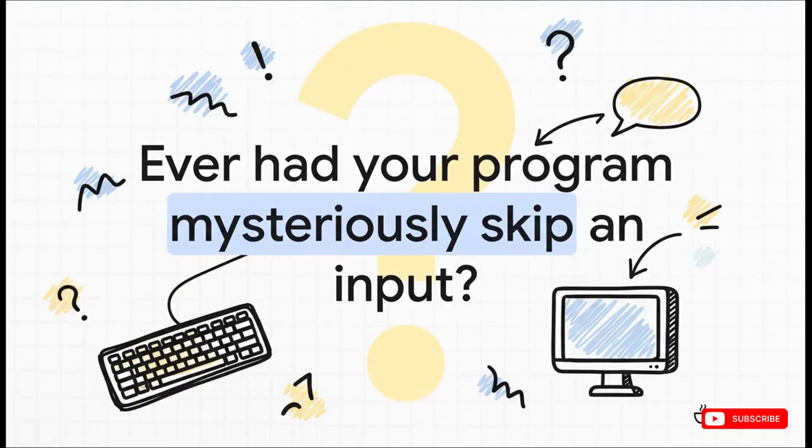Have you ever seen this happen? Your program asks for a number, maybe an age, you type it in, you hit enter, and then the program just completely skips over the next question, like it was supposed to ask for your name, but it just blows right past it. If you've ever seen that, you've experienced this exact bug firsthand.